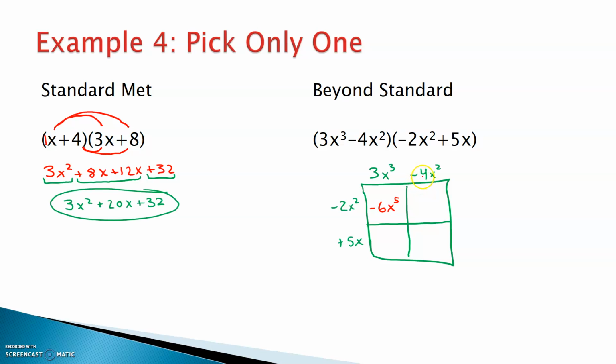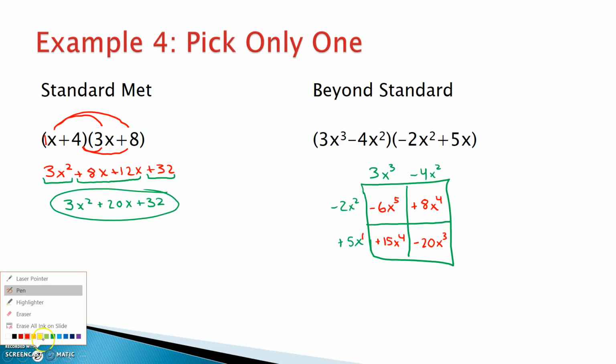Okay, next one, negative 4 times negative 2, that's positive 8. But I have x squared and x squared, which gives me x to the fourth. Okay. 5 times 3 is positive 15. I had x to the third here and x to the first, which gives me x to the fourth. I can already see these guys are going to combine. And then the last one here, negative 4 times 5 is negative 20. X to the first and x to the second is x to the third.